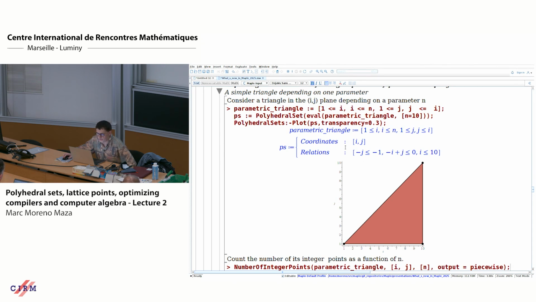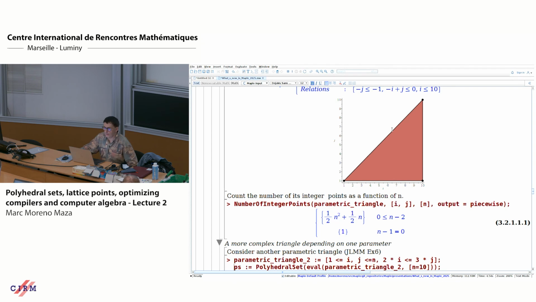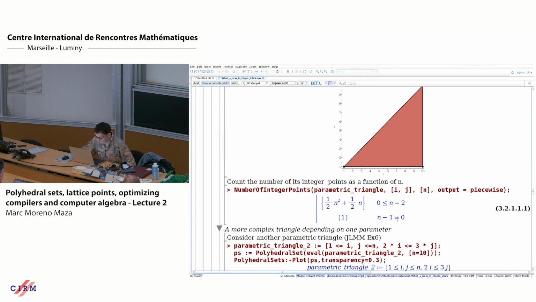Here is a parametric triangle depending on one parameter n. My problem is to count the number of integer points. We get this formula that you see here, formula 3.2, which is what we expect. So far, so good. The next example is a little bit more complicated, and still depends on one parameter.